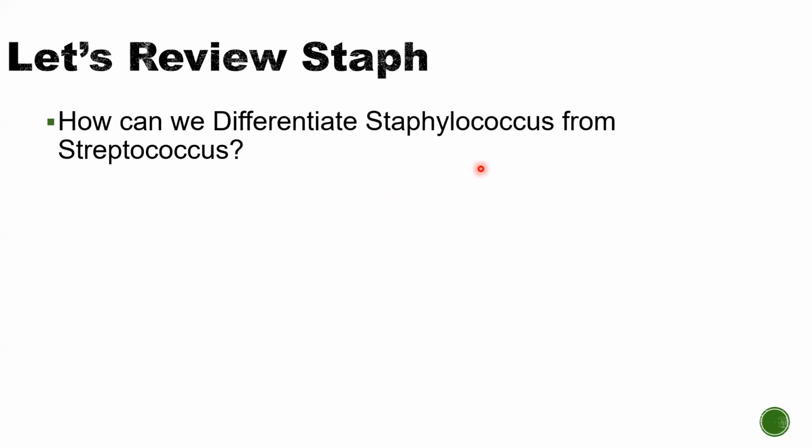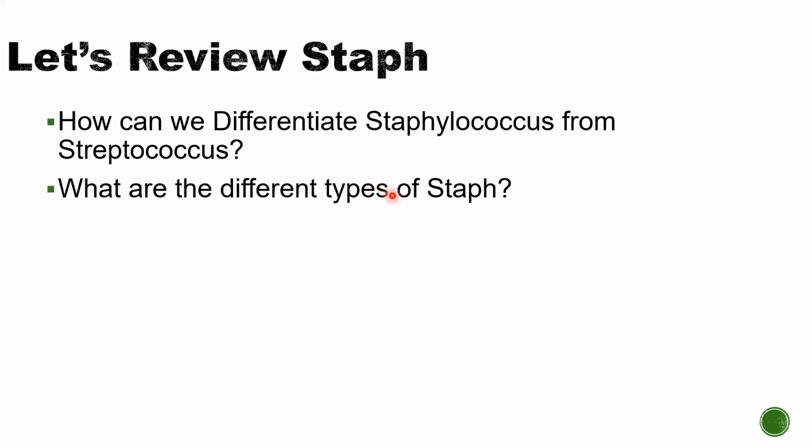Okay, let's quickly review staph before we move to strep. How do we differentiate staph from strep? If you want to unmute or type, no problem. Catalase, yes, exactly. Now, if it's catalase positive, it means we are dealing with staph. And if it's catalase negative, we're dealing with strep.